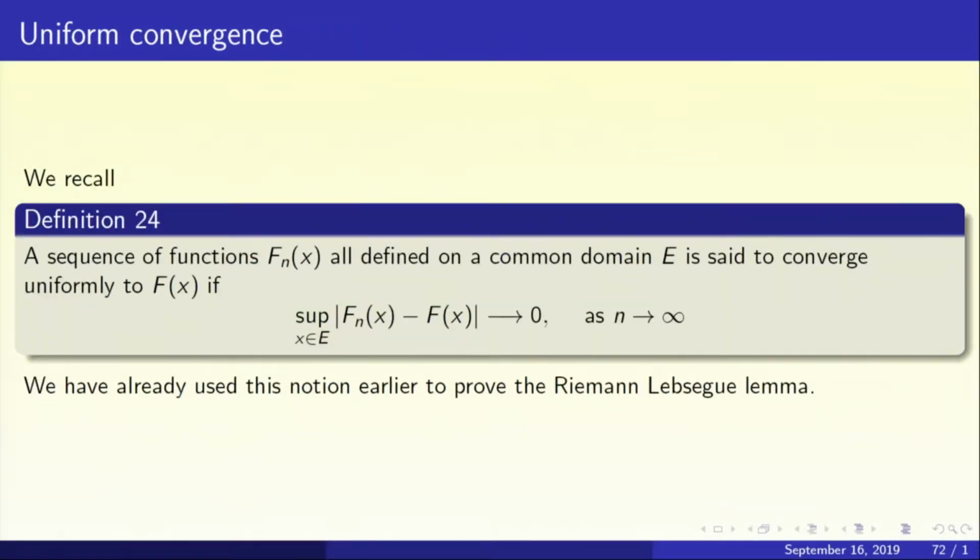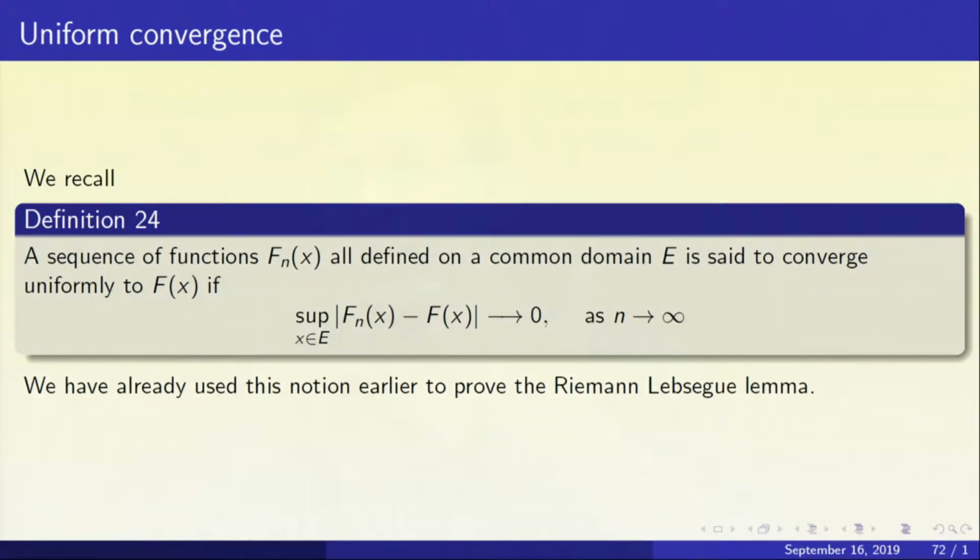I mentioned uniform convergence. Let us quickly recall what uniform convergence means. A sequence of functions fn(x), all defined on a common domain E, is said to converge uniformly to f(x) if the supremum of |fn(x) - f(x)| goes to 0 as n goes to infinity, where the supremum is taken over E. We already used uniform convergence in the proof of the Riemann-Lebesgue lemma.